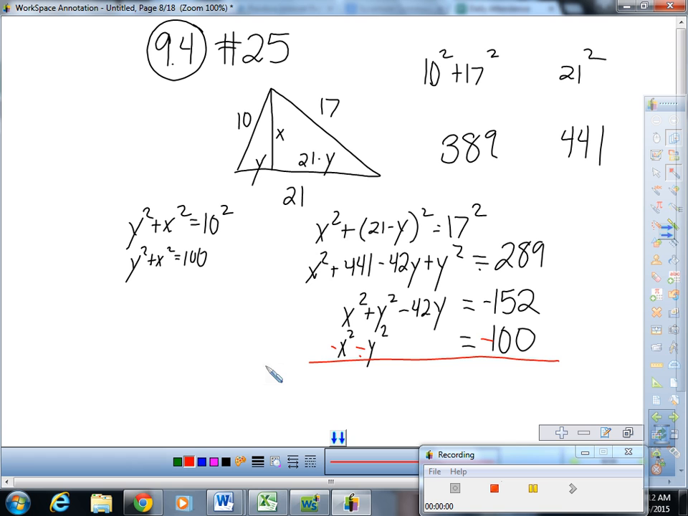And now what can I do? I can add them. So I get, nice, negative 42y equals negative 252. What's 252 divided by 42? Voila. Y is 6. Oh my gosh. There it is again. So what's x? X is 8. Michael Jackson. He everywhere.